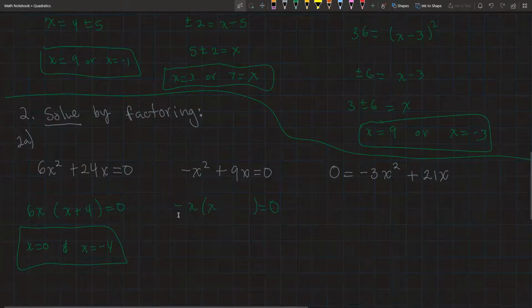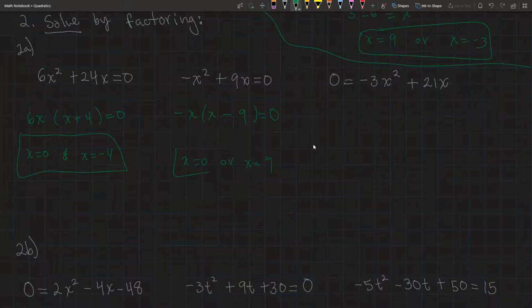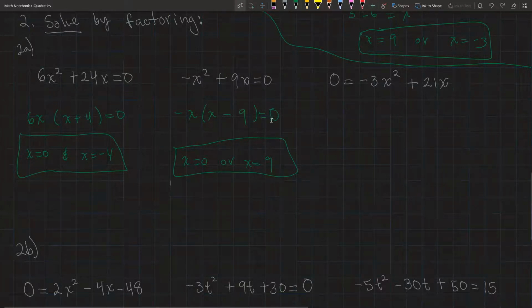Think of it like this. What's the opposite of a negative value? It better be a positive x. What's the opposite of a positive? It better be a negative 9. And then therefore we have factored it. Therefore we can say that either x equals 0 or x equals 9. You can double check and verify those are true. Cool. You know what I'm saying?